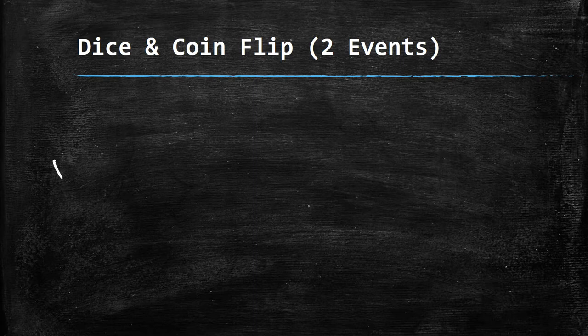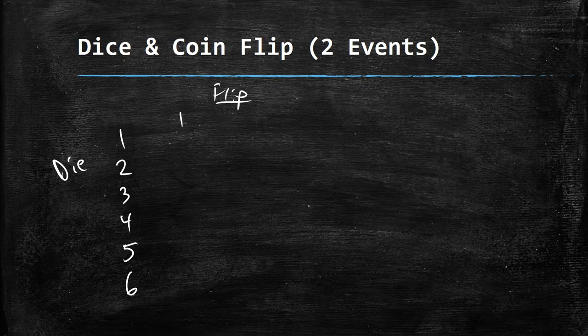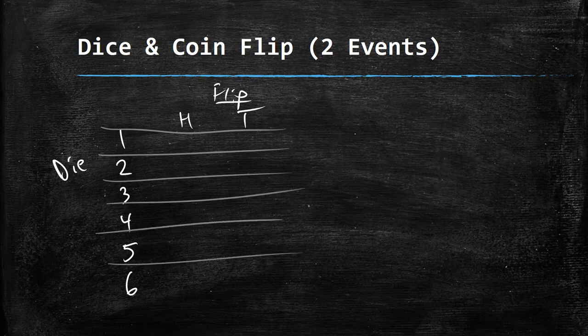So I'm going to show my die on this side, and I know my possible outcomes from rolling the die are 1, 2, 3, 4, 5, and 6. And I know if I flip a coin, my possible outcomes are either heads or tails. So I can start to make this into our probability table. Just give me a second to get that all in there.